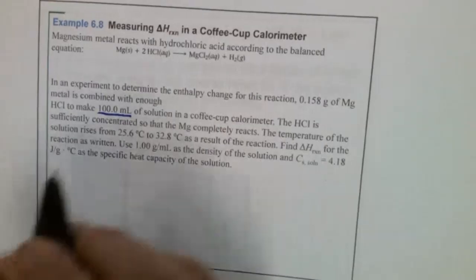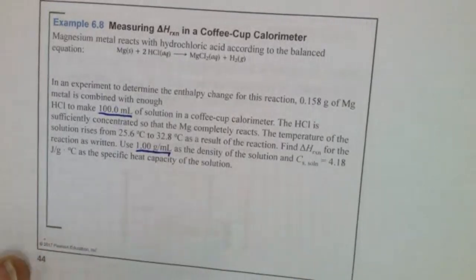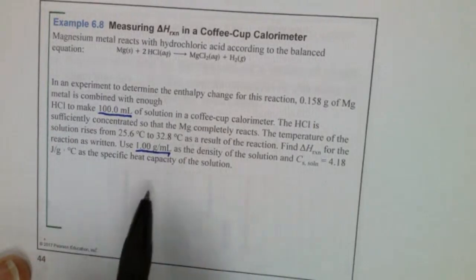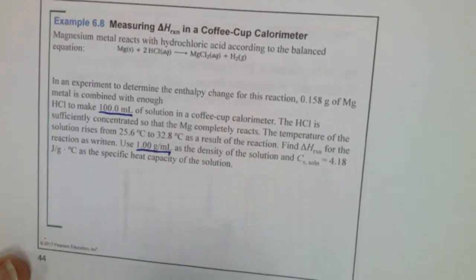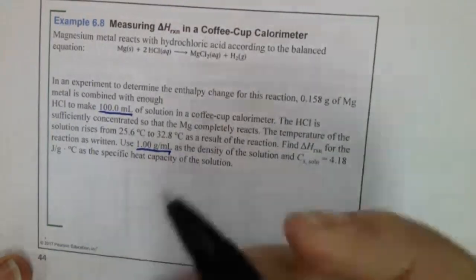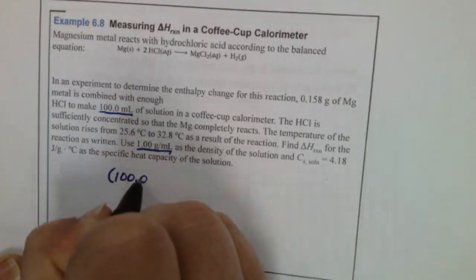Do we use milliliters in Q? No, we use grams. But fortunately, they tell us that it's 1 gram per mL. That makes sense because, again, mostly it's water. We're dropping a little bit of magnesium in there, and it's got hydrochloric ions floating around, but our main ingredient is water. So if we have 100 milliliters, it's still going to be about 100 grams.